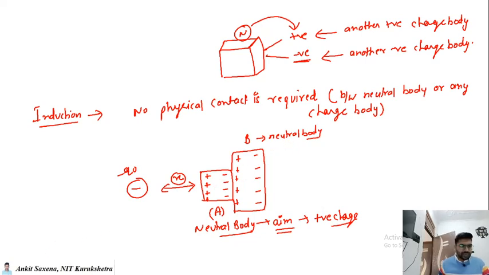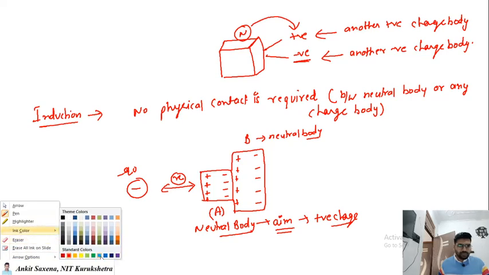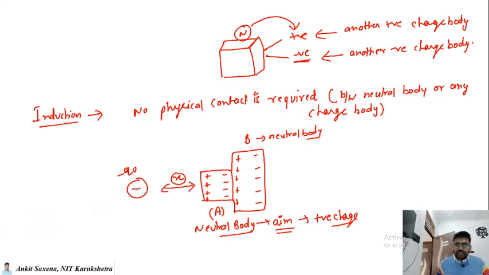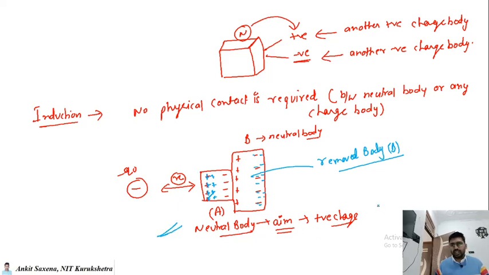So it is important for us to understand what happened now. Here it is a negative charge. The negative charge will attract the positive charge, so all the positive charge will get settled here, and the negative charge repels the negative charge, so all the negative charge will settle at the maximum distance, and after some time we remove body B, and now we get body A as the positive charge body.